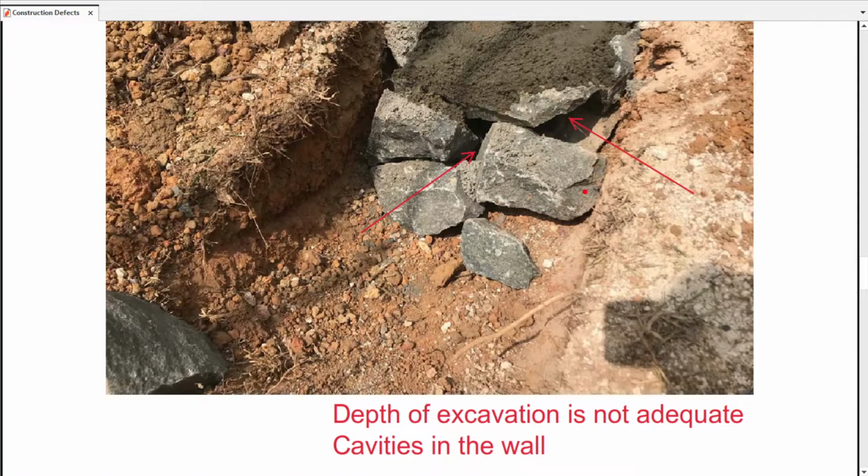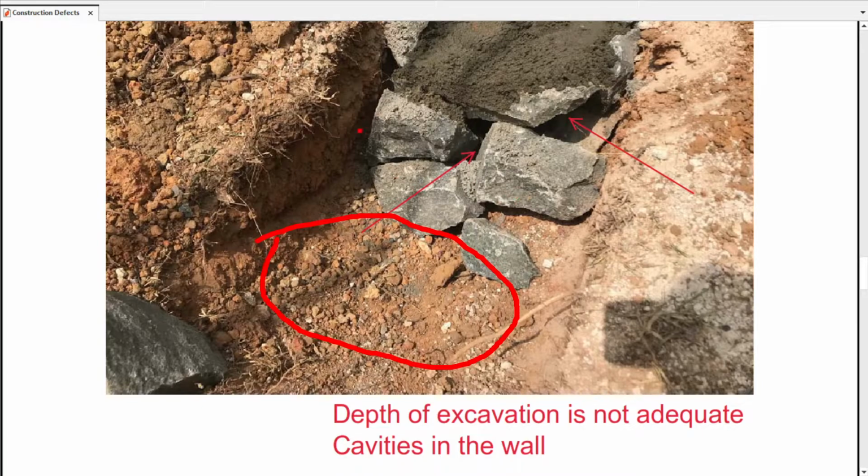The same issue you can see here also. There are so many cavities in the rubble foundation wall. They have not done it properly. They have not even placed the screed. You can see this is soil, very loose soil. On top of that, they are doing the construction of the foundation. This is really bad construction and improper supervision.